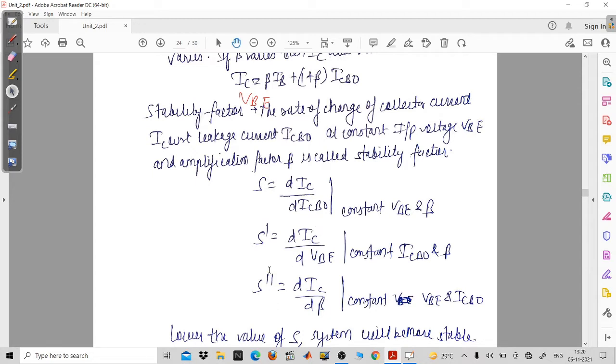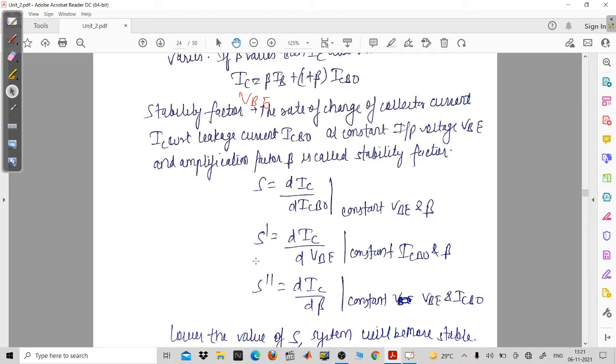Now these are the S prime, that is the rate of change of collector current with respect to VBE, and the S double prime will be the rate of change of collector current with respect to beta. So we can conclude that when the value of S prime and the S double prime are small, then the system will be more stable.